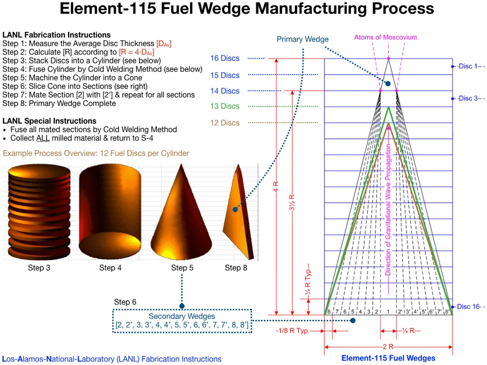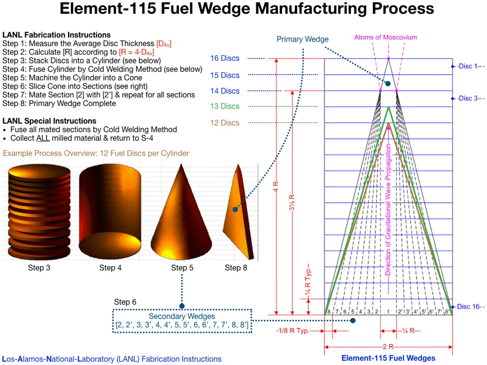Step 6. Slice the cone into sections as indicated by the dashed lines in the illustration. Step 7. Mate section 2 with section 2' and repeat for all sections. Once mated with their mirror section, each mated section forms a new wedge. Step 8. The primary wedge is complete. 2 special instructions should be noted. 1. Fuse all mated sections utilizing the cold welding method. 2. Collect all milled material and return to S4.